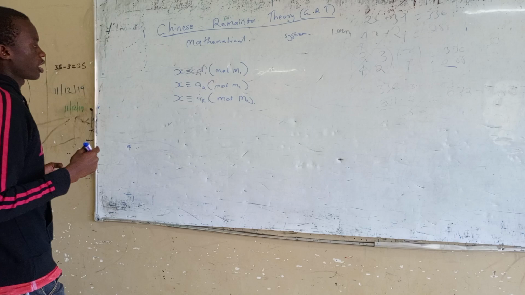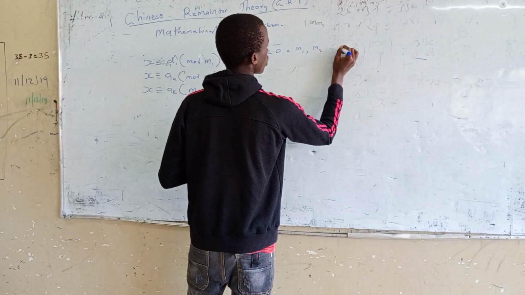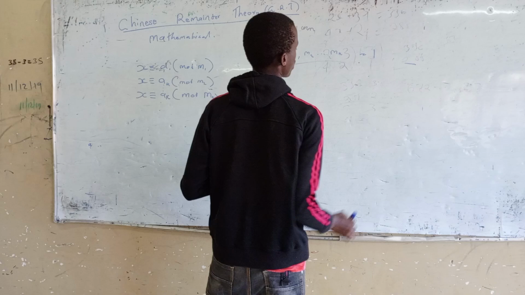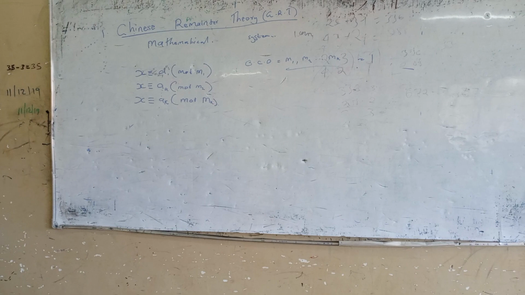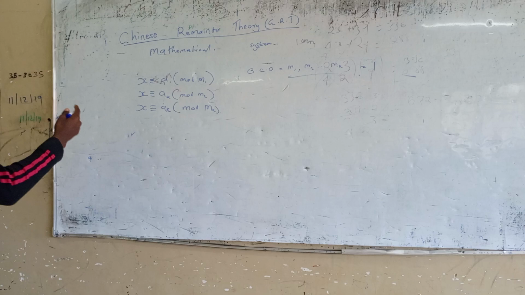So if you want the Chinese Remainder Theorem to work, we say that if you find the GCD of m1, m2, to mk, you get that it's 1. That's where the Chinese Remainder Theorem will apply, if the GCD is 1. Then we are trying to find the general formula for the solution, the unique solution for x.